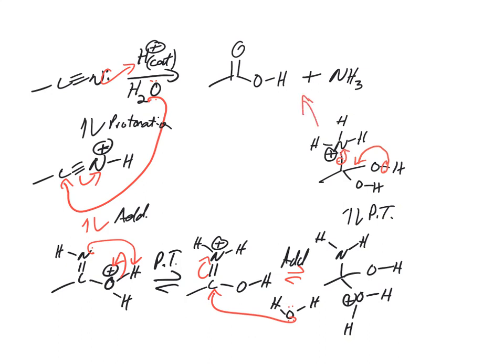The reason this is a one-headed arrow now is because NH3 is a gas, so this will help drive the reaction forward. So that's the acidic mechanism turning a nitrile into a carboxylic acid. Oh, and one last step. This last step, of course, is an elimination step.